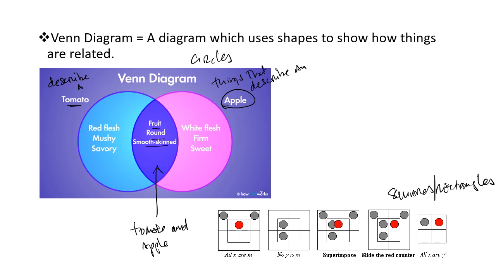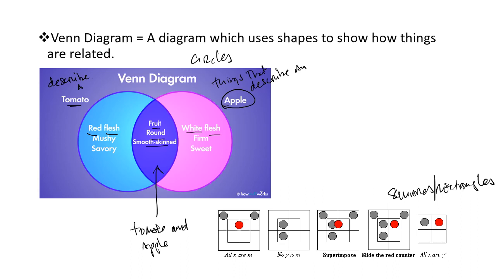Now over here on the right, we've got things that apply to an apple that don't apply to a tomato. So if you open up an apple, typically it's white on the inside. And then over here, these are things that apply to a tomato that don't apply to an apple. And so when you open up a tomato, it's typically red on the inside. So we can separate these things out.